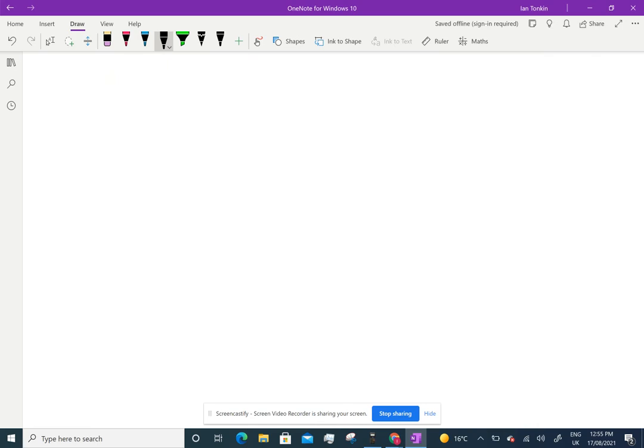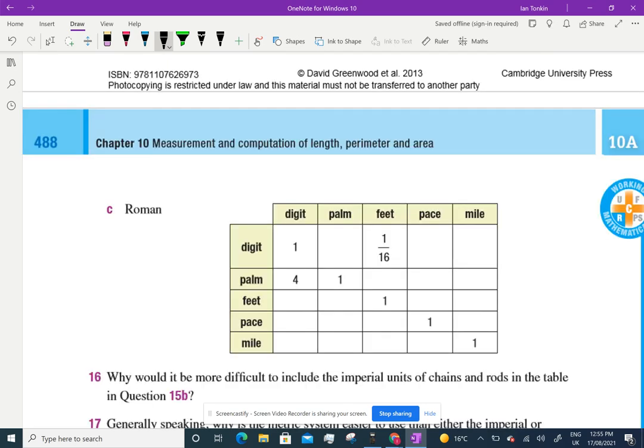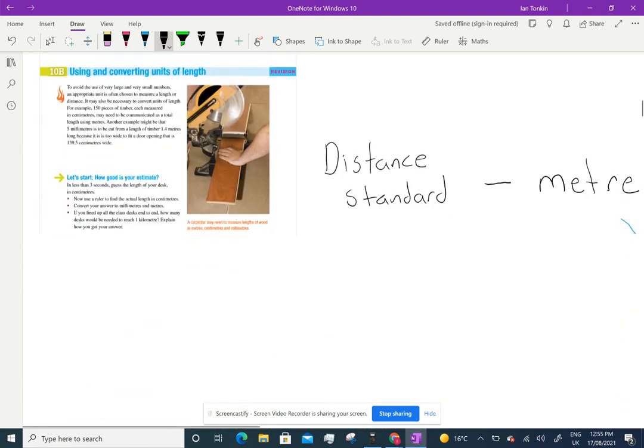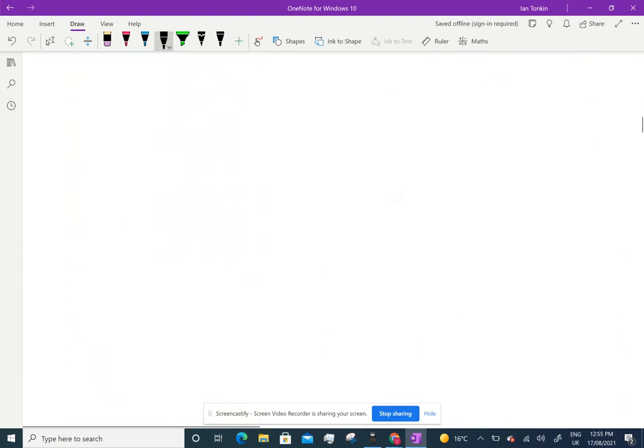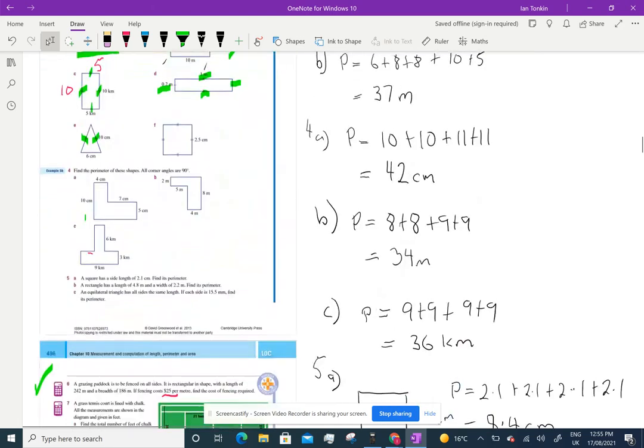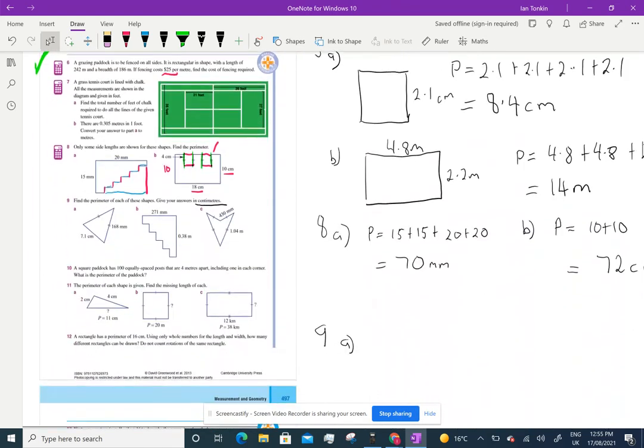Oh, don't you disappear on me. All the units, and it did. It took me right back to the beginning of this. All the units to centimetres. So let's try that again.